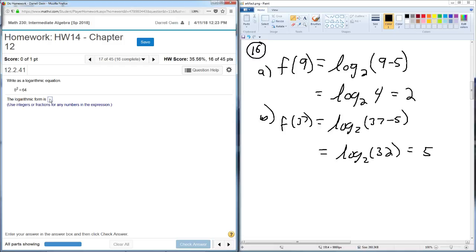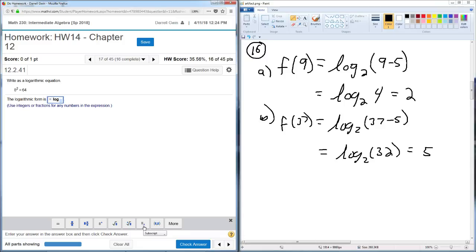Write as a log. Okay, so this one, there's really no work here. When we are changing it to a log equation, we must first start with an exponential equation. So the base 8 is isolated, so it's in exponential form. Now we can change it to logarithmic form. First thing we write is equals log base, and I need to go down here to get to the base. And the base was 8 because base 8 to the power of 2. And the argument is 64, and the log is equal to the exponent 2.